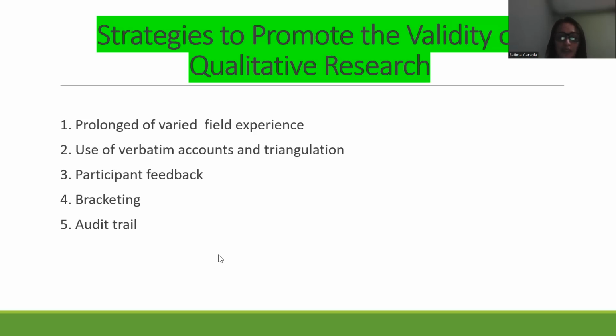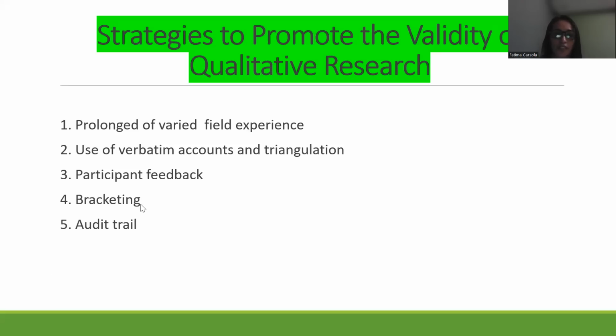Next, use of verbatim accounts and triangulation. Qualitative researchers should keep accurate field notes and report results as direct quotes to avoid making inferences. The description should be as close as possible to the participants' accounts, and this fidelity in reporting ensures that the meaning captured is the respondents', not the researchers' interpretation of it. So we can use triangulation.